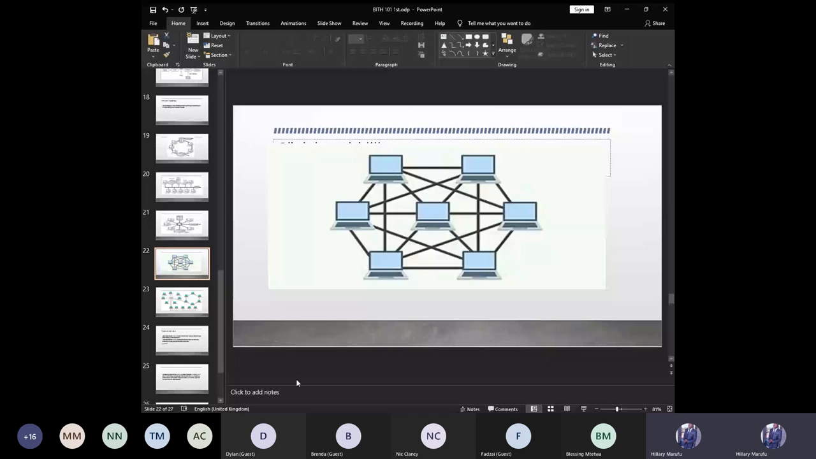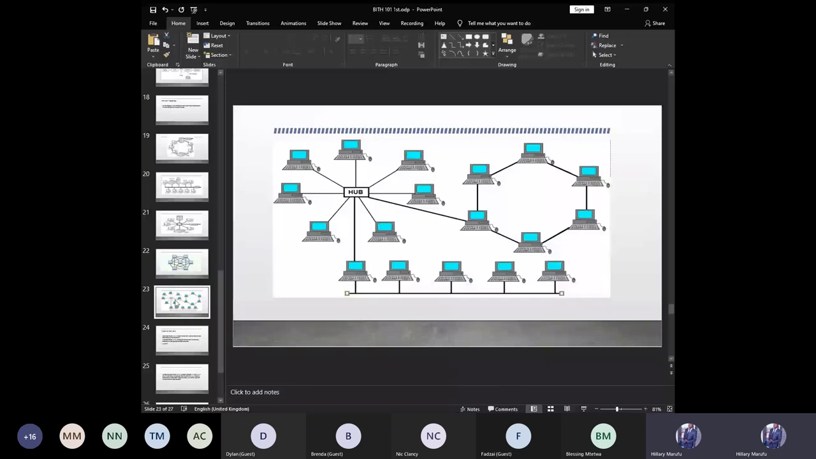Advantages and disadvantages of mesh. Number one, for obvious reasons, it's expensive because it requires a lot of cable. It's expensive, number one. Okay. Number two, advantage. If one cable fails, the whole network is still up, there's no one point of failure. Anyway, that's fine. You read about the advantages and disadvantages of a mesh. So we have that monstrosity on the screen. What topology is that?